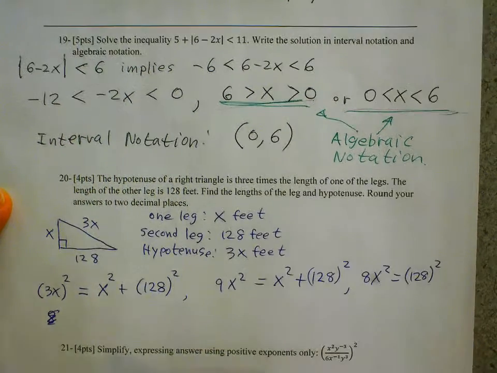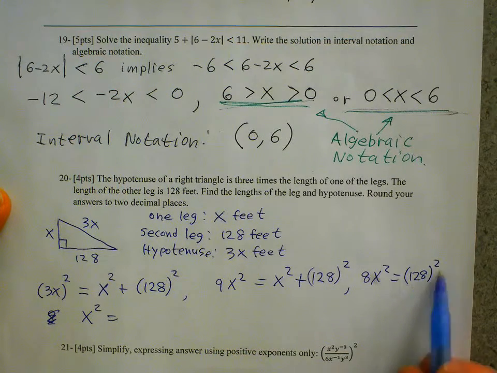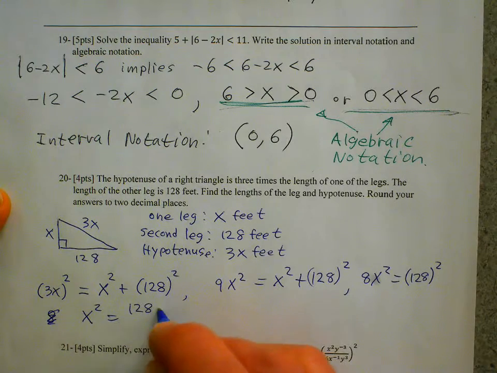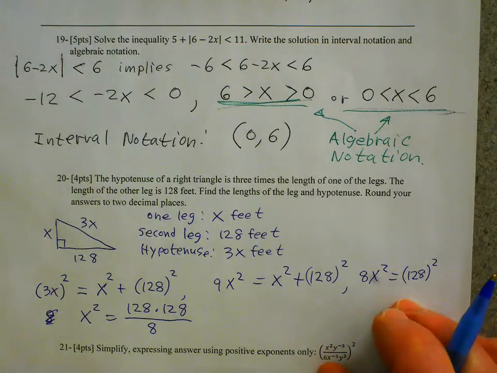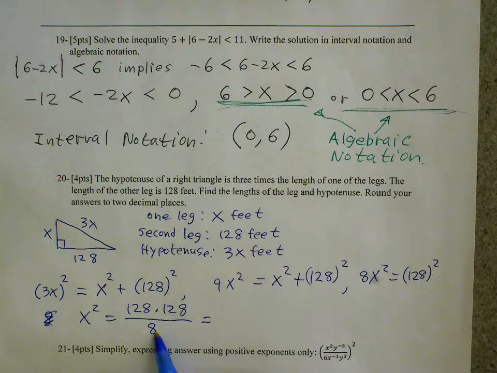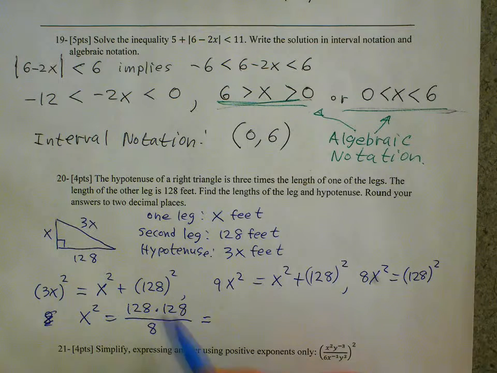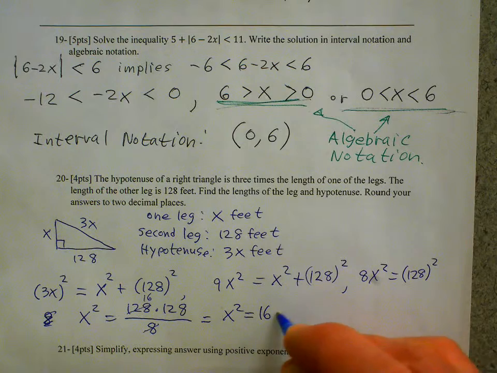I'm going to divide both sides by 8, but I'm going to replace 128 squared with 128 times 128, and I'm dividing that by 8. And 8 goes into 128 16 times. So 8 goes into 128 16 times. So x squared is 16 times 128.